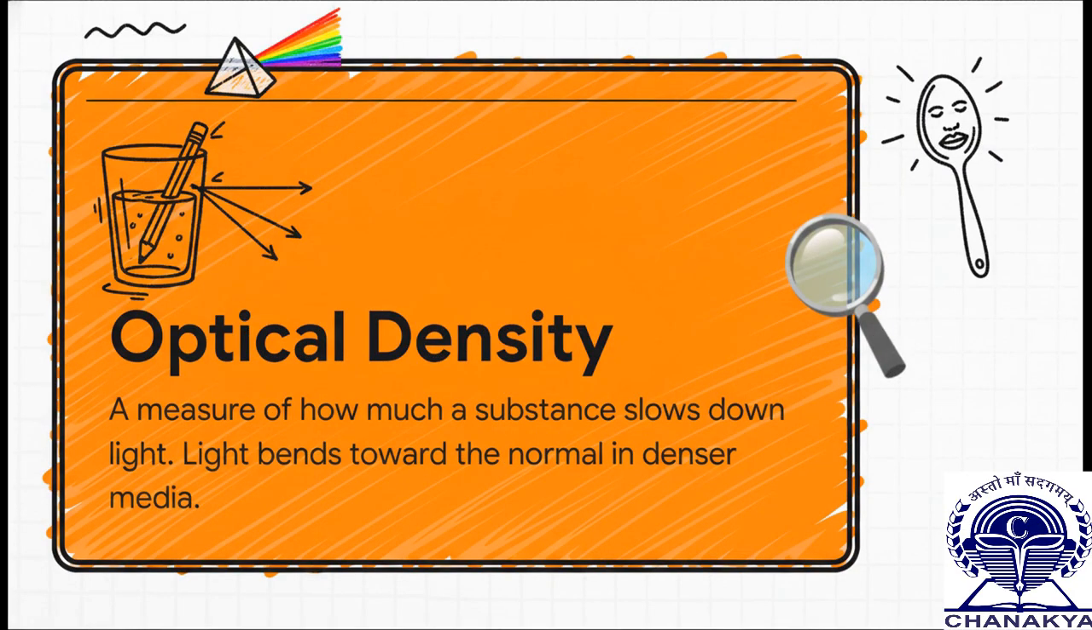We have a way to measure this slowing down effect, and it's called optical density. Now, this has nothing to do with how heavy something is. It's just a measure of how much a material puts the brakes on light. So water is optically denser than air. When light rays go from the air into the water, they slow down and bend. Then when they leave the water and go back to the air, they speed up and bend again. And that two-part bend is what creates that broken pencil illusion.